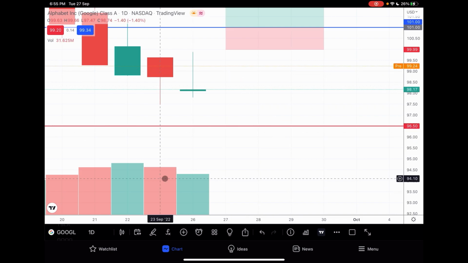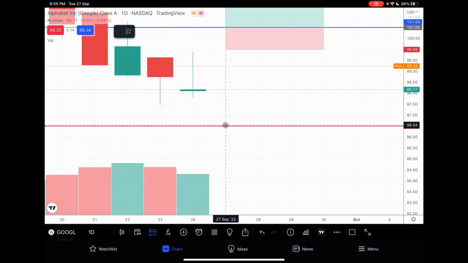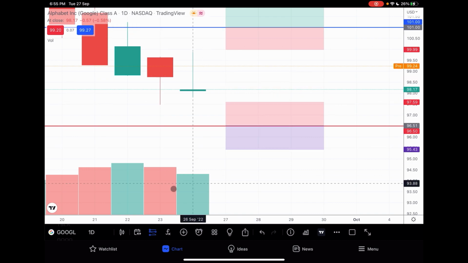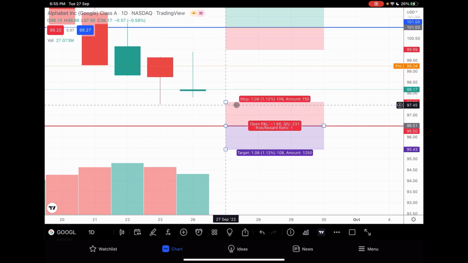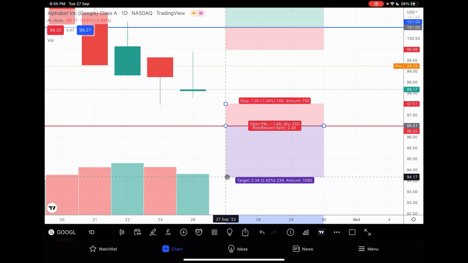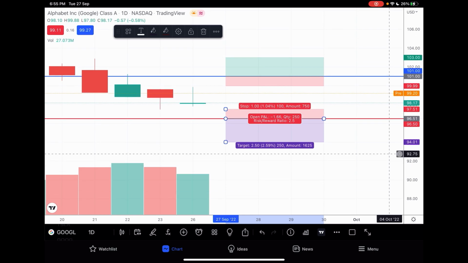Now for the selling side, the stop loss is $1, same as the buying side, but our target would be $2.5 on the selling side. So this is our target. You get the big picture clear? Yes? Thank you.